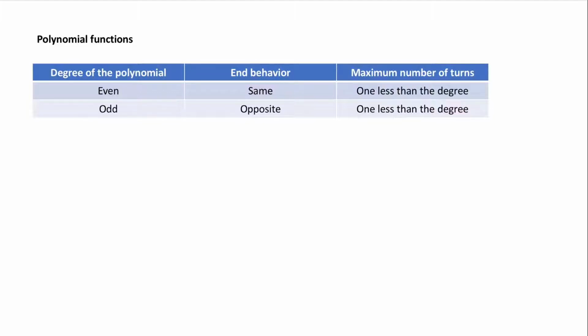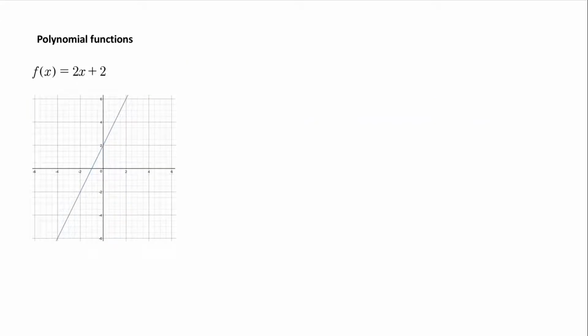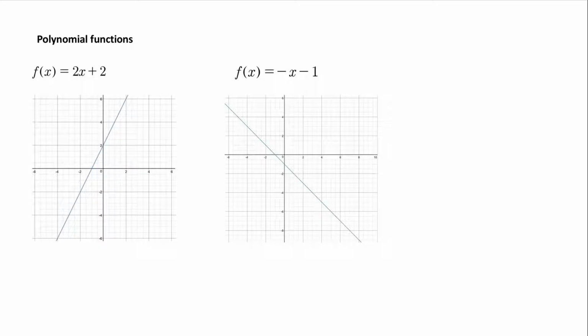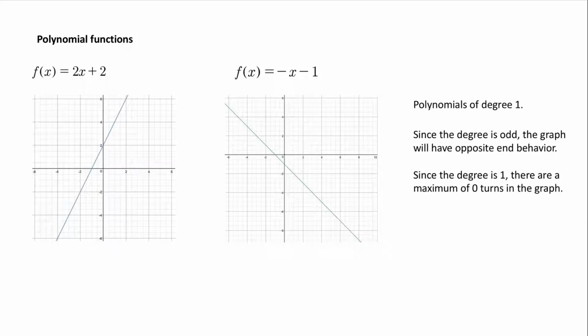Let's look at some functions and see what all of this means. Let's examine the function f of x equals 2x plus 2 and the function f of x equals minus x minus 1. These are both polynomials of degree 1. Since the degree is odd, the graph will have opposite end behavior, which we can see.